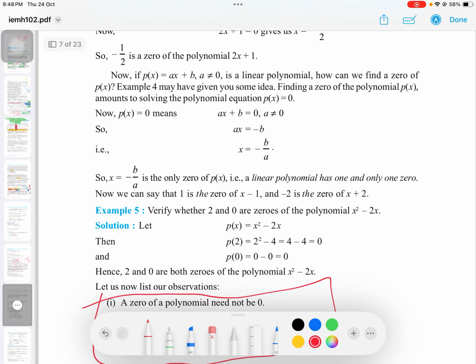Our linear polynomial has only 1 zero, because this is all you could get.